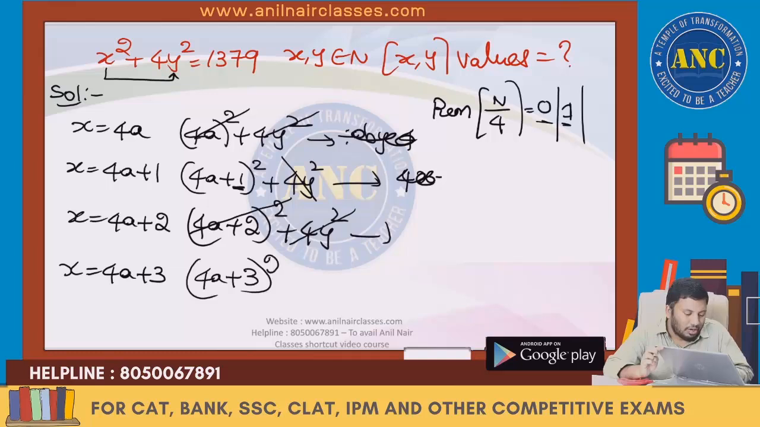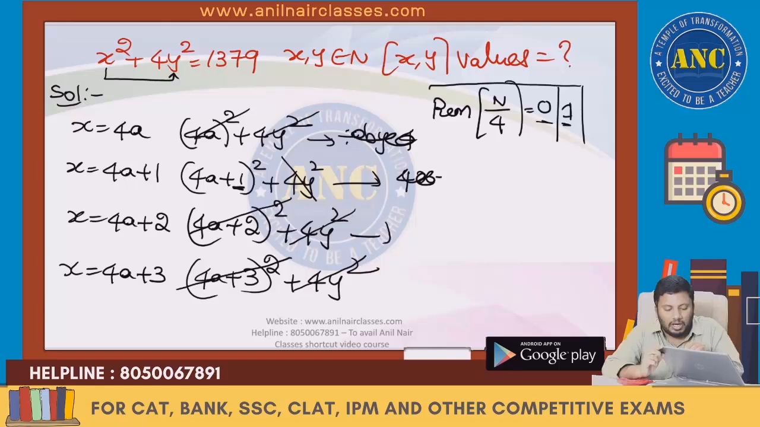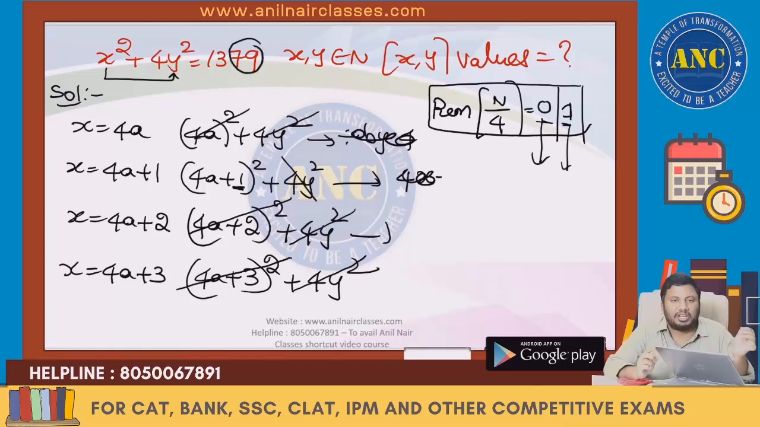4a plus 3 whole square plus 4y square. 4a square is divisible by 4. This is divisible by 4. 9, when you divide by 4, remainder is 1. Only I am getting right hand side either remainder 0 or remainder 1. 79: 4 19s are 76, which is 4k plus 3. The 4k plus 3 form does not arise.